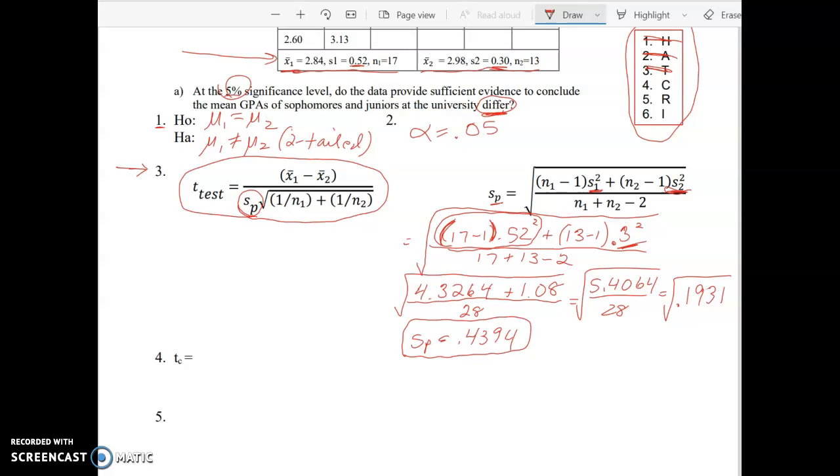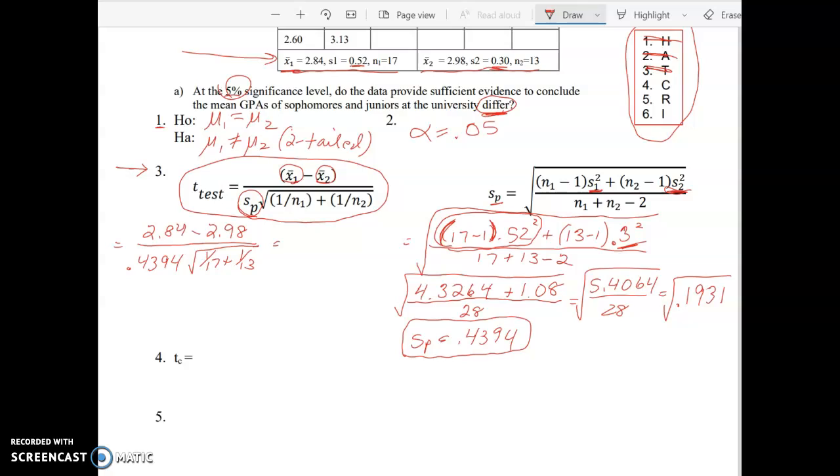So now that we have the pooled sample standard deviation, we can put it into the equation up here, along with the other stuff. So we have the sample mean for population 1, the sample mean for population 2, so we put those in there, so we get 2.84 minus 2.98. Okay, and in the bottom we get 0.4394 because that's the SP. And then underneath the radical here, 1 over 17 plus 1 over 13.